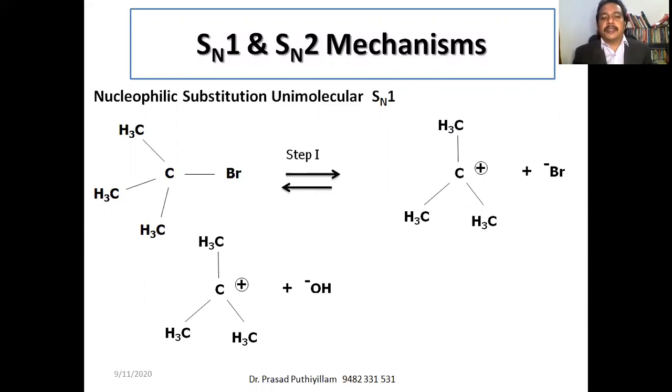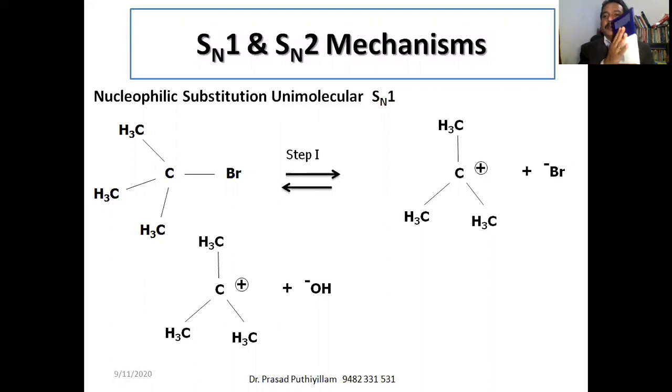So the hydroxyl group tries to react with the carbocation. It can react from both sides. For example, consider the plane of the molecule, where the carbon and the three CH3 groups are present, with a positive charge at the center. So this is the plane.